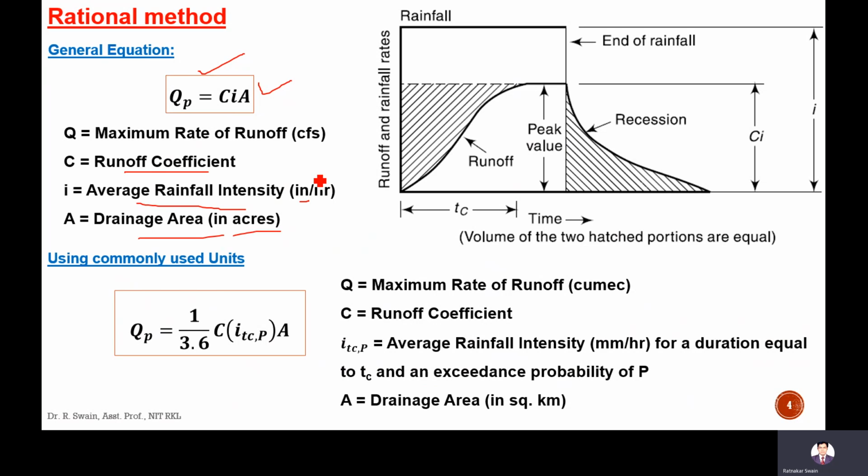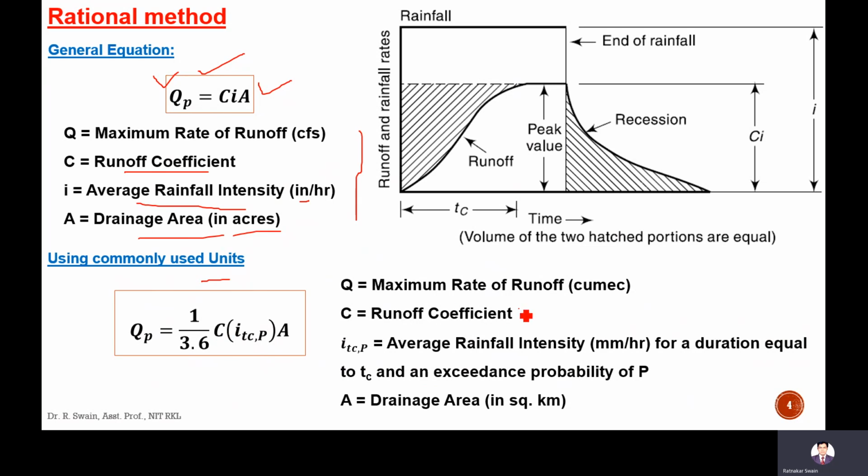Usually these units we don't use. The commonly used units are kilometer square for area, mm per hour or mm per minute for intensity, and meter cube per second for discharge. If we convert this equation into commonly used units, then it will be QP equals 1 by 3.6 into C into I suffix Tc,p into A.